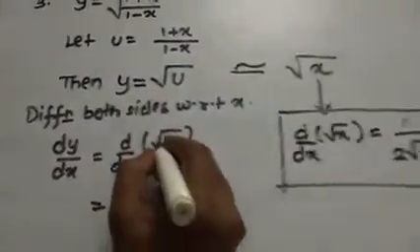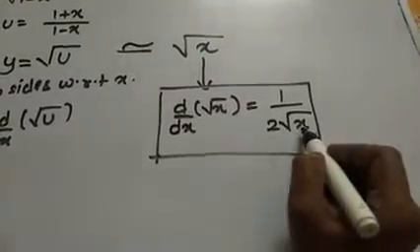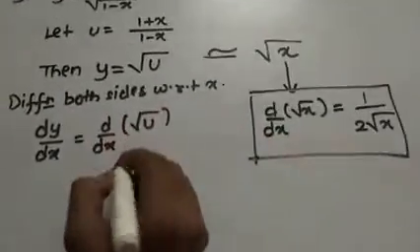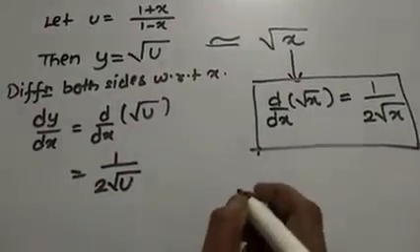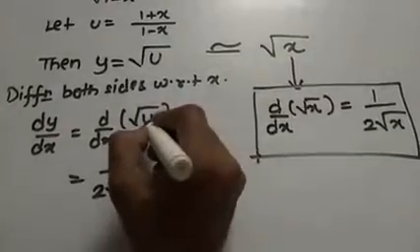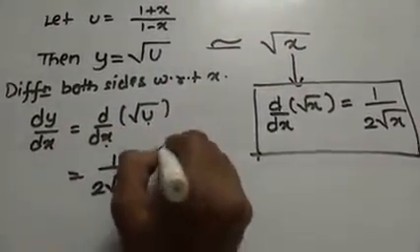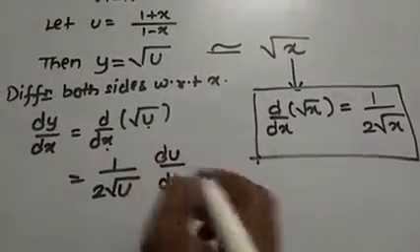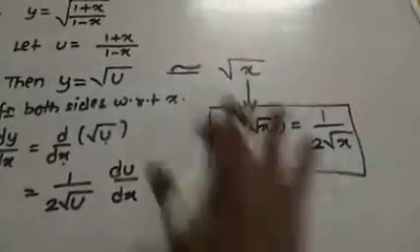That means we use the result d/dx of root x is 1 by 2 root x. So here root over y we can write 1 by 2 root over u. But again this is u, this is x, they are not the same. So by chain rule again we have to differentiate u.